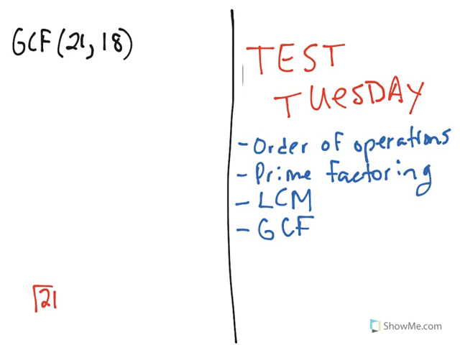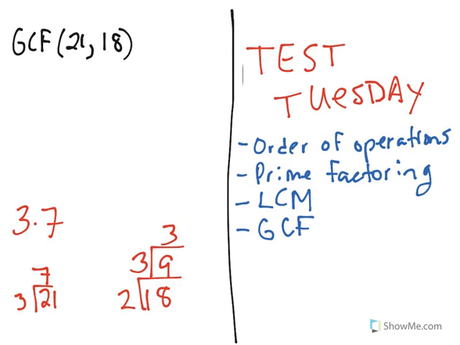So we have 21, so we'll put 3 into 21 7 times. 7 is a prime number. So the prime factors of 21 are 3 times 7. Let's do 18 now. 2 goes into 18 9 times. 3 goes into 9 3 times. So the prime factors of 18 are 2 times 3 times 3. We will cross off our duplicates. We only have one duplicate, so the greatest common factor for 21 and 18 is 3.